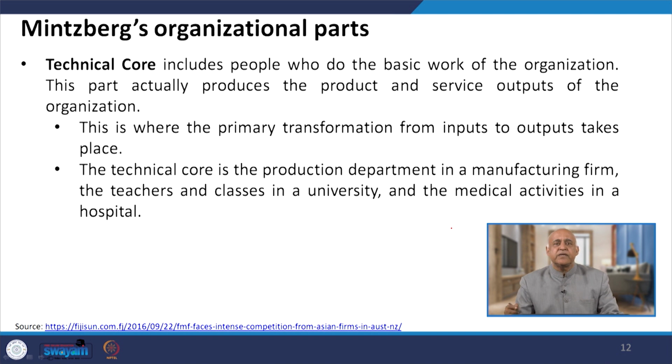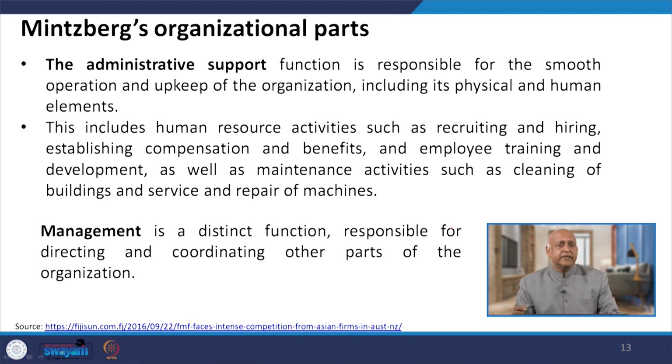The technical core is, for example, the production department in a manufacturing firm, the teachers and classes in a university, and the medical activities in a hospital. The administrative support is responsible for the smooth operation and upkeep of the organization, including the physical and human elements. This includes human resource activities such as recruiting and hiring, and establishing compensation. Management is a distinct function responsible for directing and coordinating other parts of the organization.